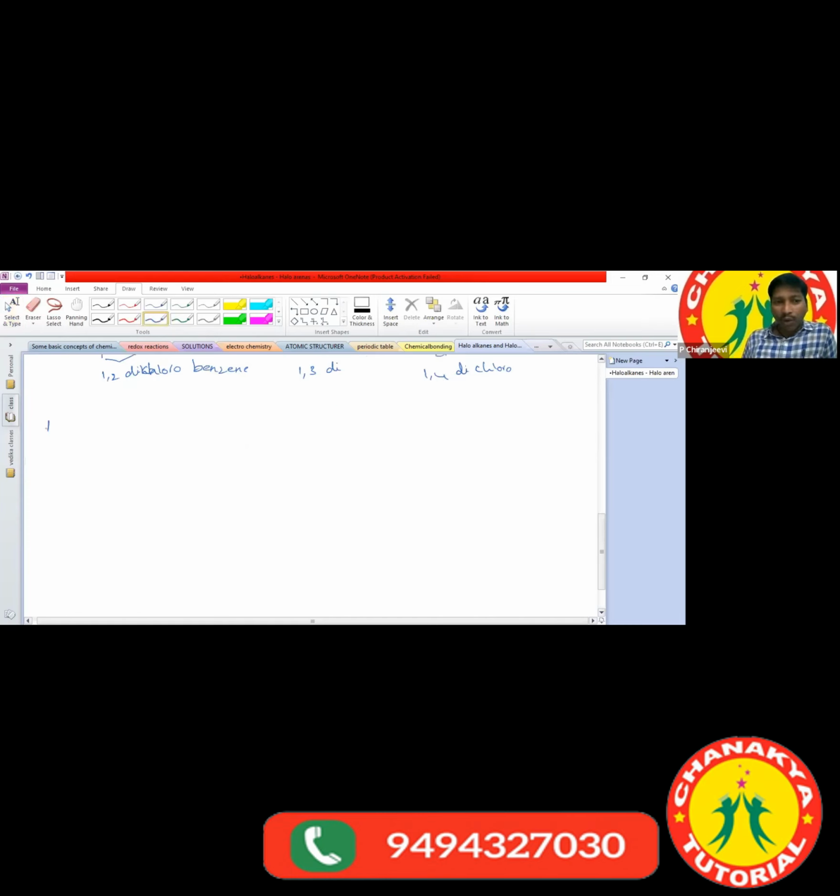Next, in haloalkanes, to which carbon atom are the halogens attached? What is the hybridization of that carbon? For example, take CH3-CH2-Cl. What is the hybridization of the carbon attached to the halogen? sp3. Very good. In haloalkanes, halogens are attached to the sp3 hybridized carbon atom.